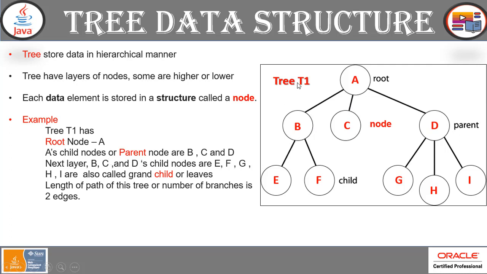For example, you can see the tree T1 that has root node A, called the root. A's child nodes are B, C and D, as you can see here. The next layer, BCD's child nodes, are E, F, G, H, I, and these nodes are called grandchild nodes or leaf nodes. The length of this path of this tree, or number of branches, as you can see in the layered form in a hierarchy, is 2 edges. So the first edge is between A and B and the second edge is between B and E. So this is the layered or hierarchy form.